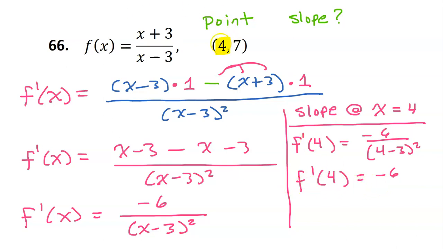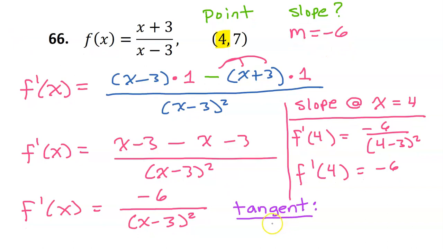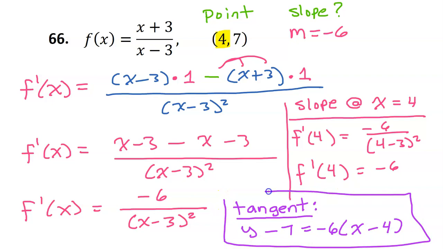So now we have a point, and we also have the slope. So we're ready to write the equation of the tangent line. y minus y1, so that's y minus 7, is equal to the slope times x minus x1. So there it is. This is the equation of the tangent line.